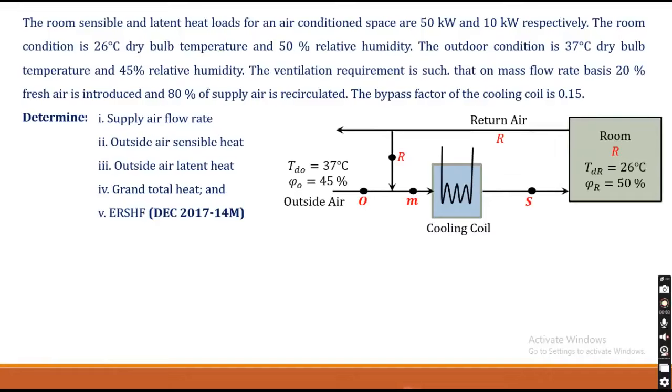So the question: the room sensible and latent heat loads for an air conditioned space are 50 kilowatt and 10 kilowatt respectively. The room condition is 26 degrees Celsius dry bulb temperature and 50% relative humidity. The outdoor condition is 37 degrees Celsius dry bulb temperature and 45% relative humidity. The ventilation requirement is such that on mass flow rate basis 20% fresh air is introduced and 80% of supply air is recirculated. The bypass factor of the cooling coil is 0.15.